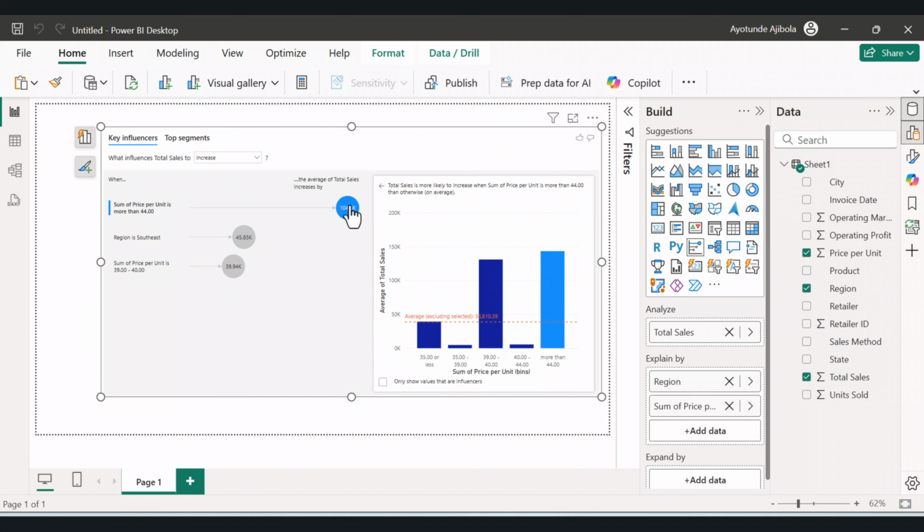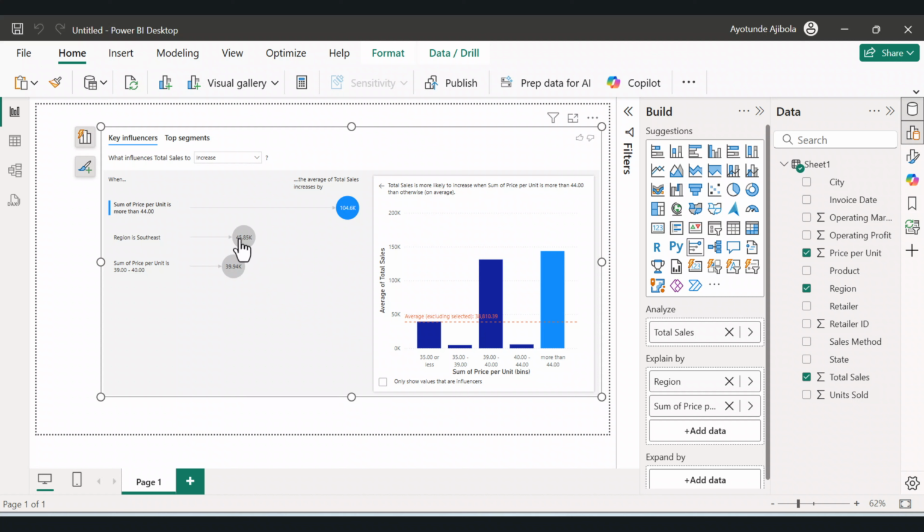The visual tells us in plain language, when the average price per unit is more than $44, the average of total sales increases by $104,000. This is a powerful, actionable insight. It tells us that higher priced items have a significant positive impact on our overall sales figures.